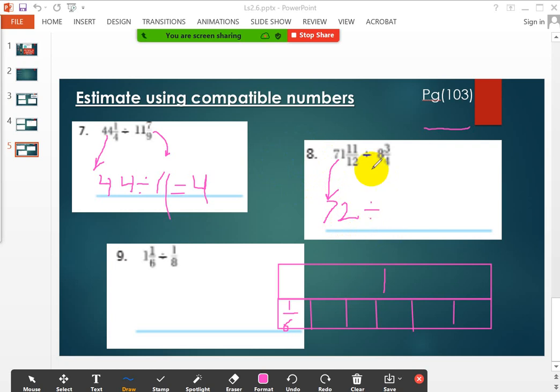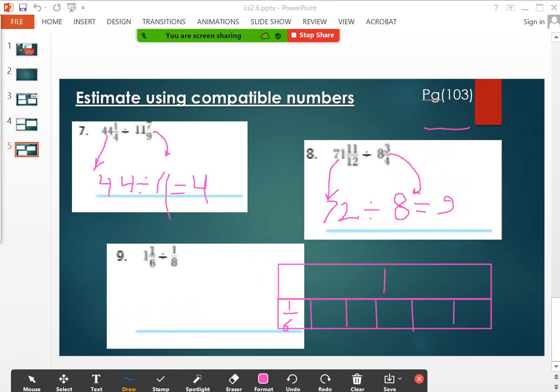So if I round this number to 72 and I round this number to 8, 72 divided by 8, the times table. 72 divided by 8 equals 9. Yes, right, that's right. Sorry, equals 9. Okay. Thank you so much, Jenna.